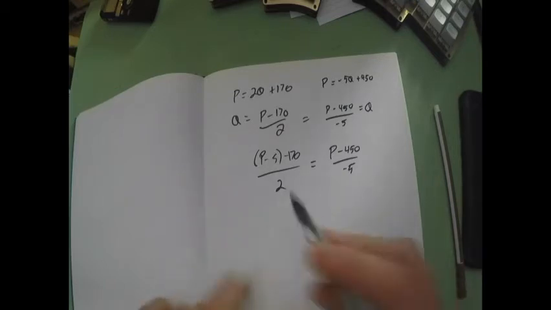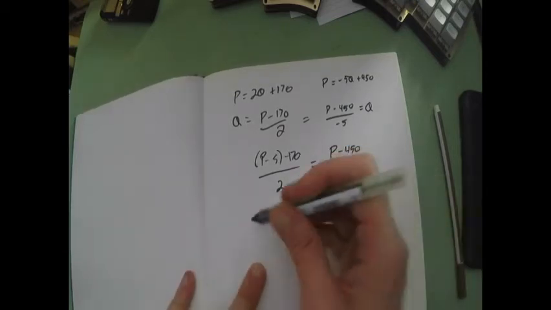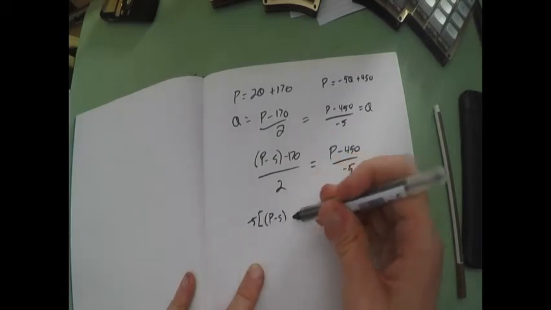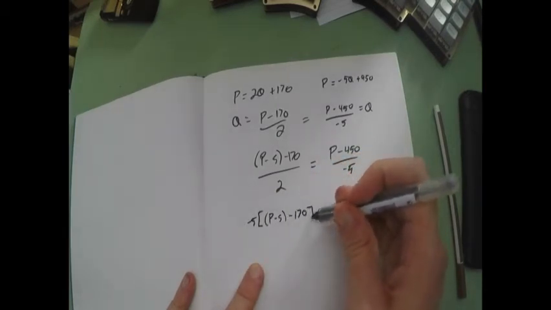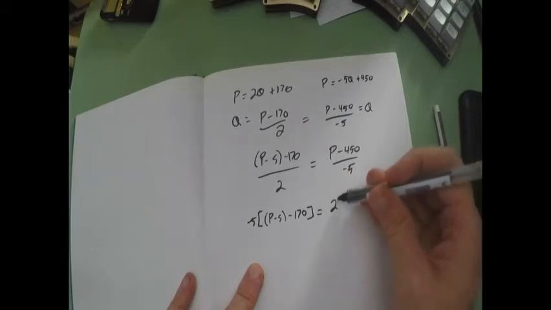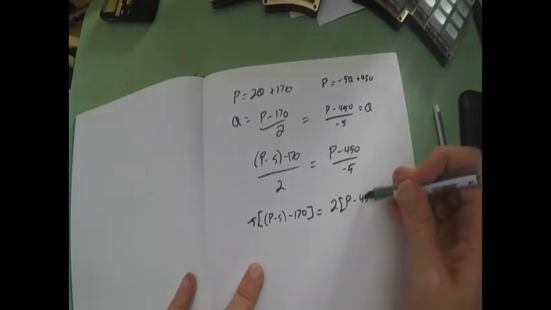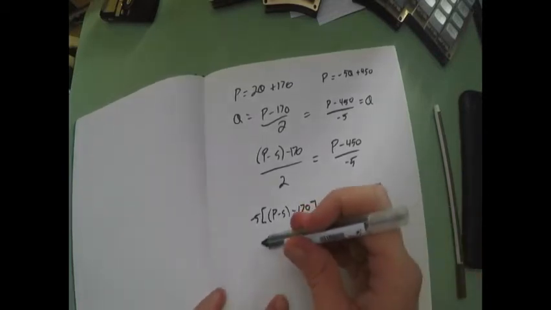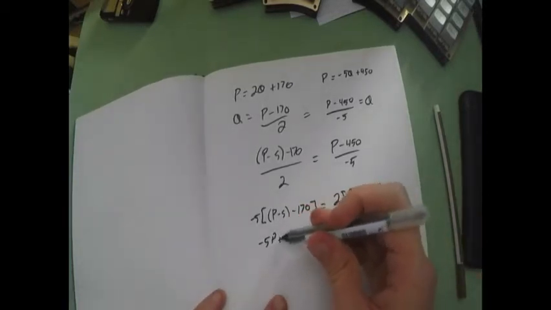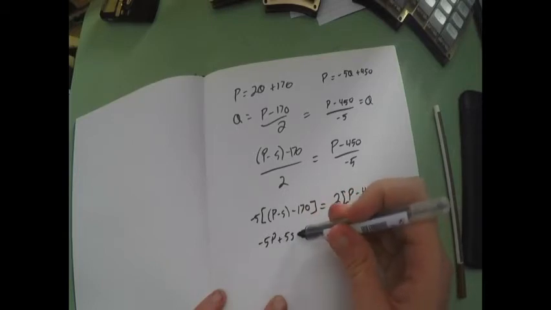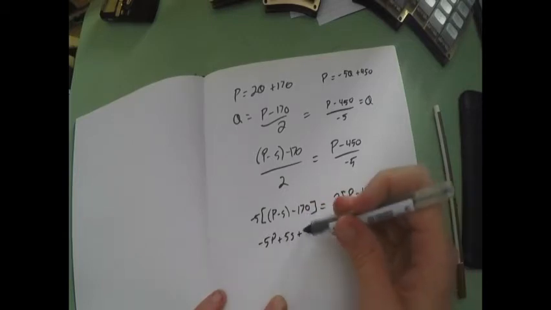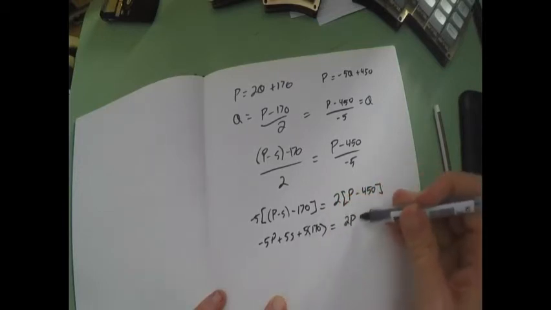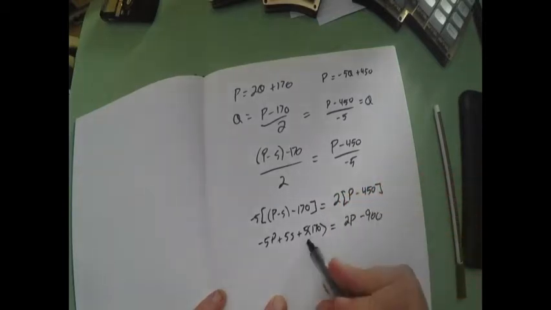So we're going to cross multiply. So we got minus 5 times (P minus S). This doesn't really need to be in brackets, but whatever. Equals 2 times (P minus 450). Let's simplify this out. We've got minus 5P plus 5S plus 5 times 170 equals 2P minus 900. Let's figure this out.